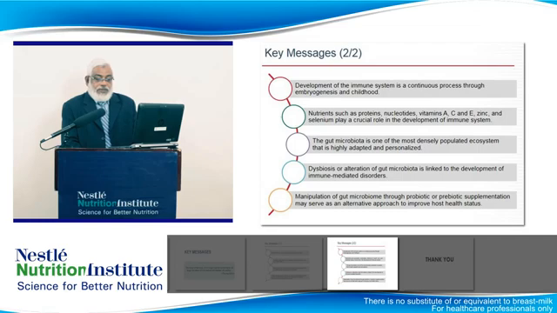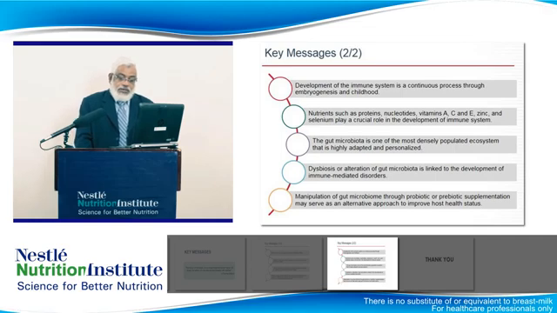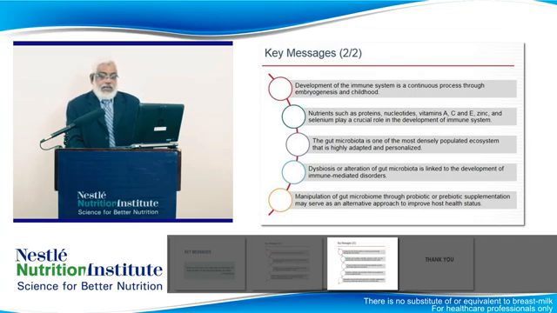Development of the immune system is a continuous process through embryogenesis and childhood. Nutrients such as proteins, nucleotides, vitamins A, C, and E, zinc, and selenium play a crucial role in development of the immune system. The gut microbiota is one of the most densely populated ecosystems that is highly adapted and personalized. Dysbiosis, or alteration of gut microbiota, is linked to development of immune-mediated disorders. Manipulation of gut microbiome through probiotic or prebiotic supplementation may serve as an alternative approach to improve host health status.